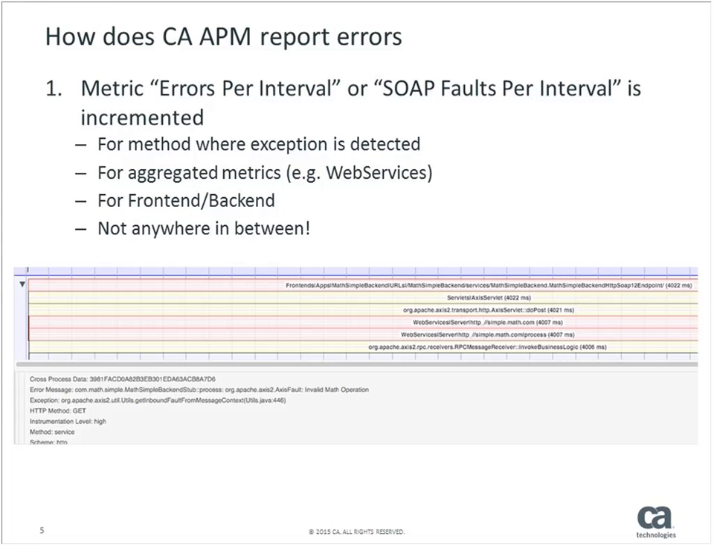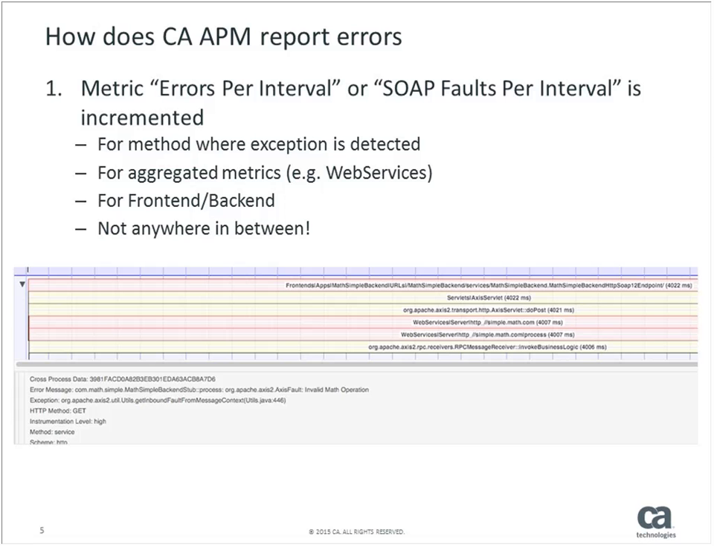increase the errors per interval count for that interval, or in the case if it's a web service, SOAP web service call, it will increase the SOAP faults per interval metric. And this will happen only for the method where the error is detected, plus for aggregated methods, for example, web services, and for the front end and for the back end, not anywhere in between.